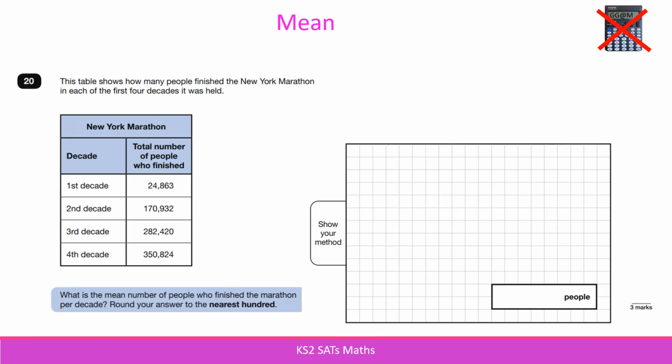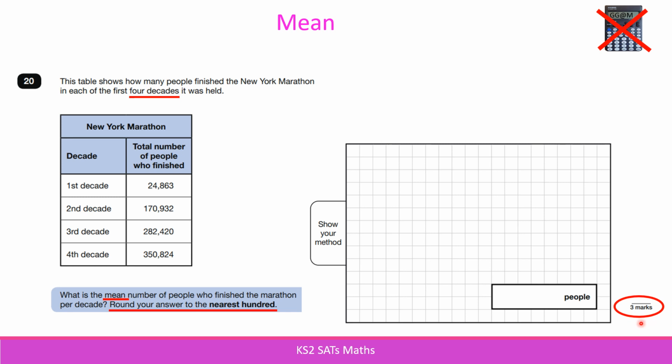This is a question on finding the mean. The key words in the question are you're told that you've got 4 decades, and you can see these 4 decades in the table on the left hand side. So you've got 1, 2, 3, 4 decades. And you've got to work out the mean of the number of people who finished the marathon, and you've got to round your answer to the nearest 100. Your answer needs to be written in the box here, and then this will give you 3 marks.